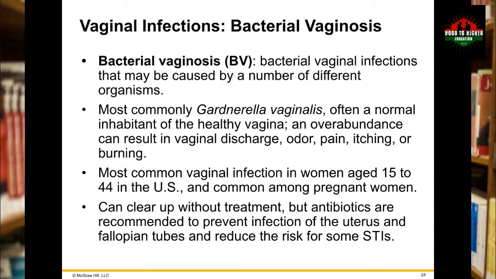When we talk about vaginal infections or bacterial vaginosis or BV, these are bacterial vaginal infections that may be caused by a number of different organisms. Most commonly, Gardnerella vaginalis, often a normal inhabitant of the healthy vagina. An overabundance can result in a vaginal discharge, or odor, or pain. It could lead to itching or burning. It is the most common vaginal infection in women aged 15 to 44 in the U.S. and common among pregnant women. It can clear up without treatment, but antibiotics are recommended to prevent infection of the uterus and fallopian tubes and reduce the risk of some STIs.